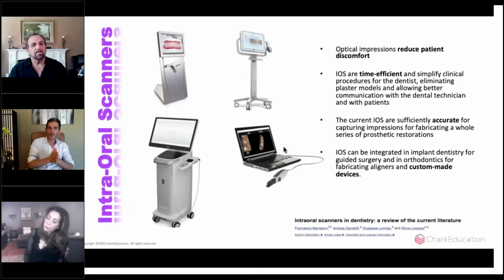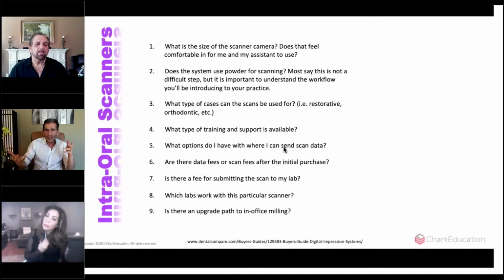We go beyond just replacing our impressions with a digital impression. We actually use it to explain the technology, the actual workflow, and the treatment to our patients. Very, very important. So what are the things that you may want to keep in mind when you're looking at these scanners? The size of the scanner does matter. It doesn't mean that the smaller it gets, the better it is. You've got to start working with your team and see which one they're more comfortable with.